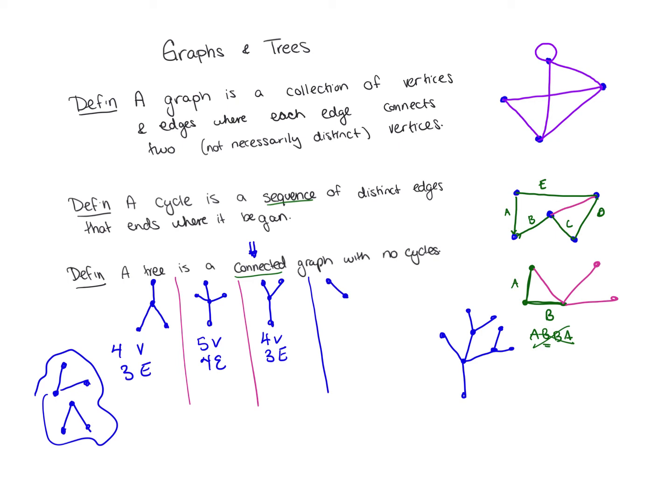I could have 1 vertex and 0 edges. This one has 9 vertices, 8 edges. All right, so we might start to notice in all of the examples I've drawn so far, when I have 4 vertices, here I have 3 edges, it looks like the number of edges is always 1 less than the number of vertices.